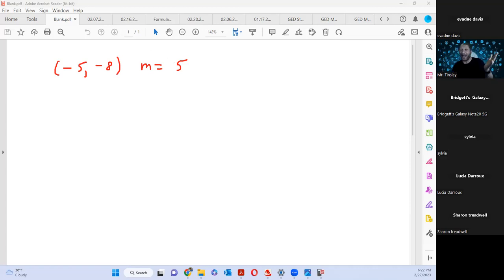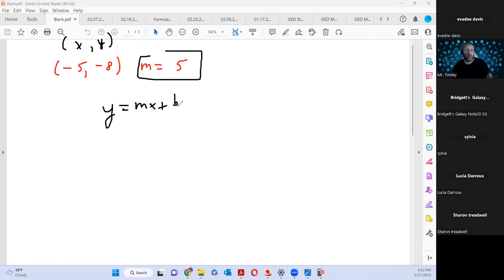We're starting the same way. Identify what you know. Since they gave you the point, what two things do they give you? They gave me the X and the Y. Perfect. When they give you the slope, they also give you what? M. So I wrote M. I kind of gave it away. But the slope is M, so y equals mx plus b. That's where we're going to start.